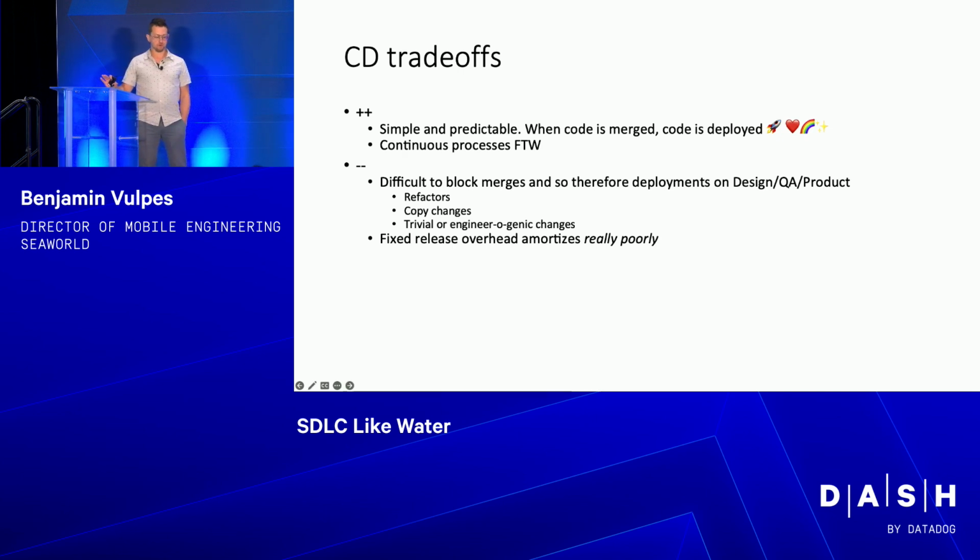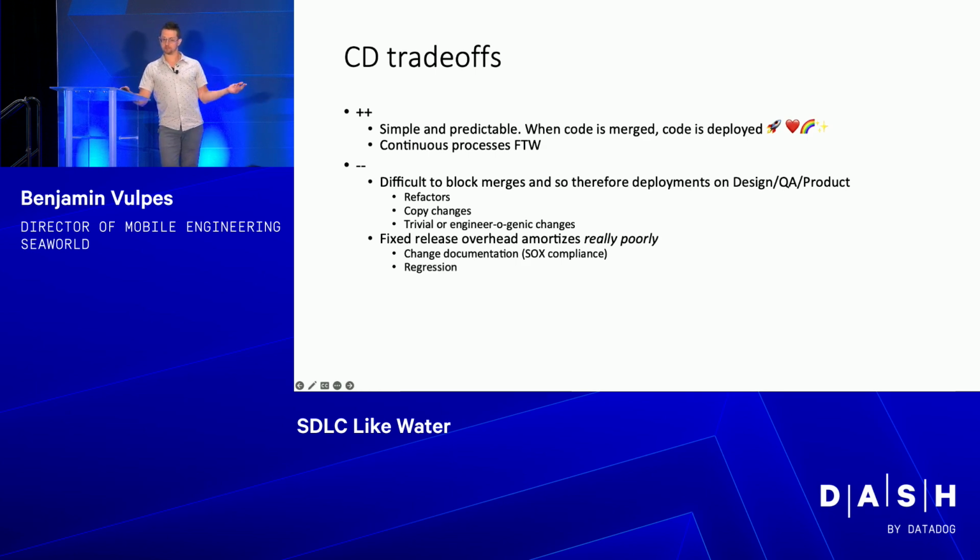And for this model, the fixed release overhead amortizes terribly. We have the same overhead for doing a release, but now we are buying that overhead every single time we ship a new build. For example, change documentation. What changed? What's the rollback plan? Doing all of the regression for every single commit. Visual QA, think about that scale bar. For every merge to trunk.